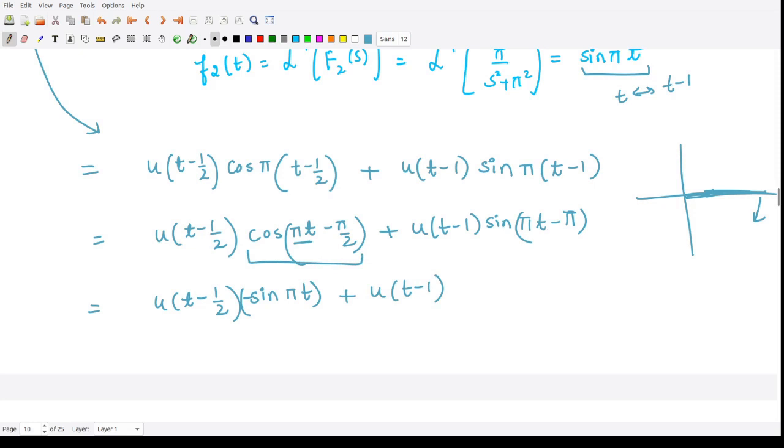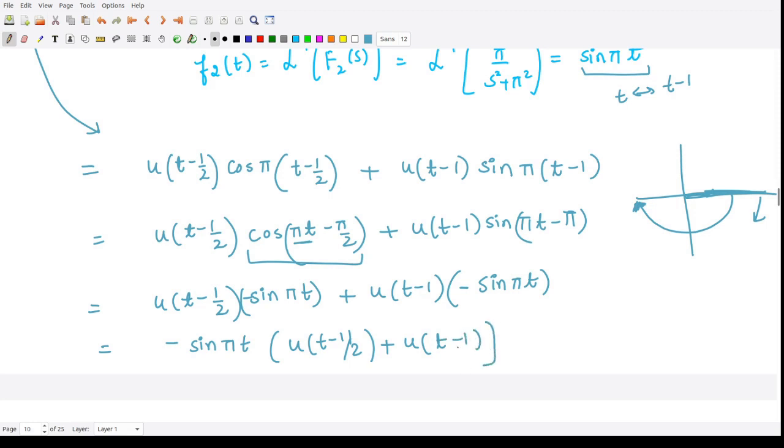Now sine of pi t minus pi means you are somewhere here in the third quadrant. In the third quadrant also we have a negative value of sine, but sine would remain as such. So we would have sine pi t. Its final value would be equal to minus sine pi t multiplied by u of t minus half plus u of t minus 1. So this is the final answer.